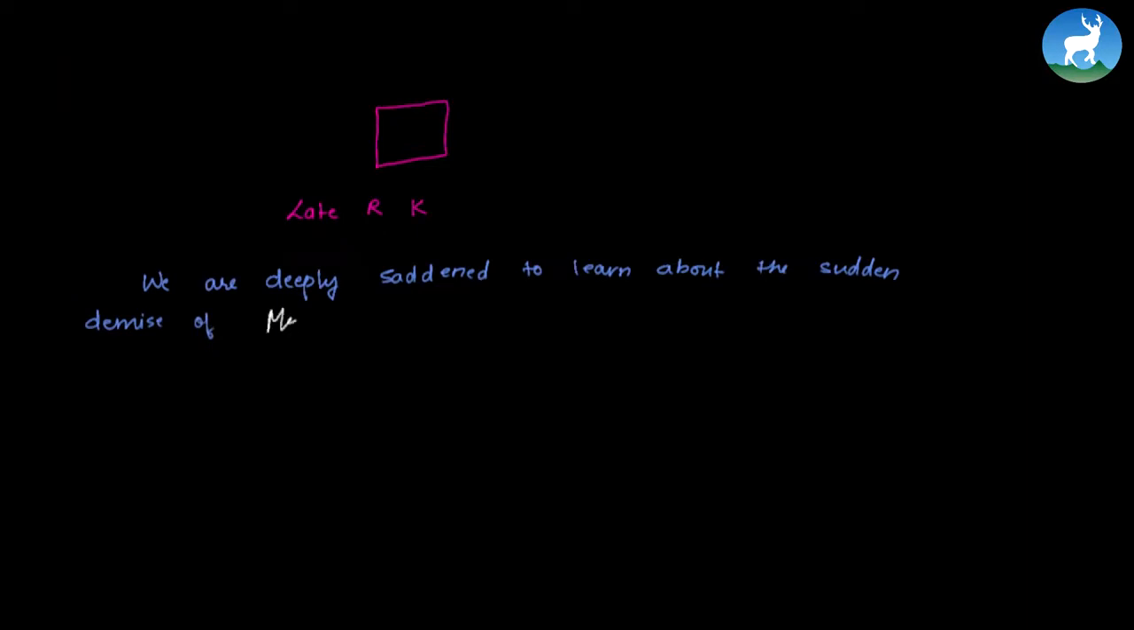Let us begin. Here I cannot draw a picture right now, sorry for that. So, late, maybe it's a person's name. We are deeply saddened to learn about the sudden demise of Mr. R.K., make it bold so that the people know, an English teacher at Patton School. Late, you can write his name R.K. or just write his surname, K over here. Late K suffered a massive brain hemorrhage.